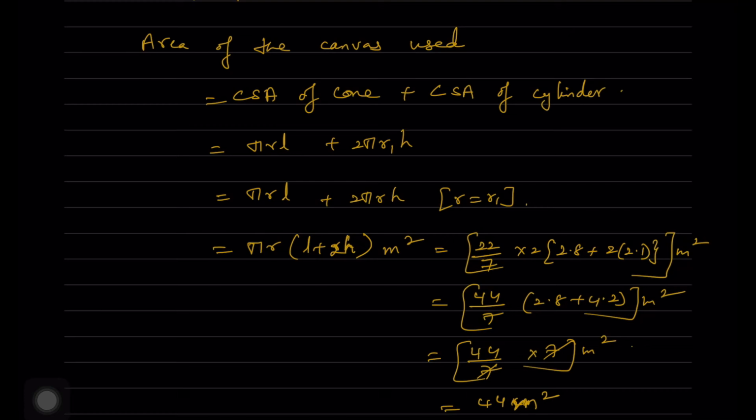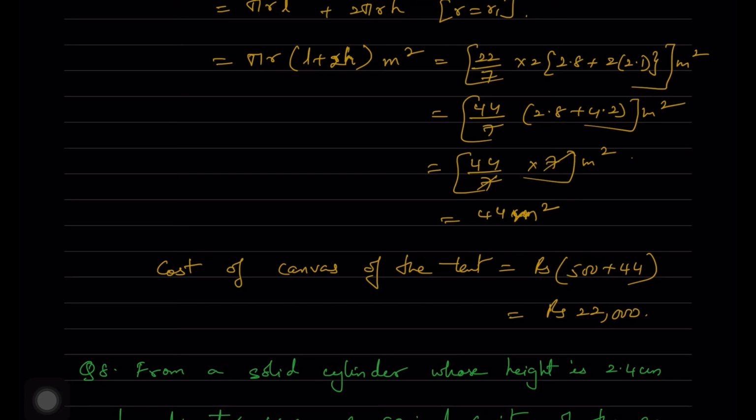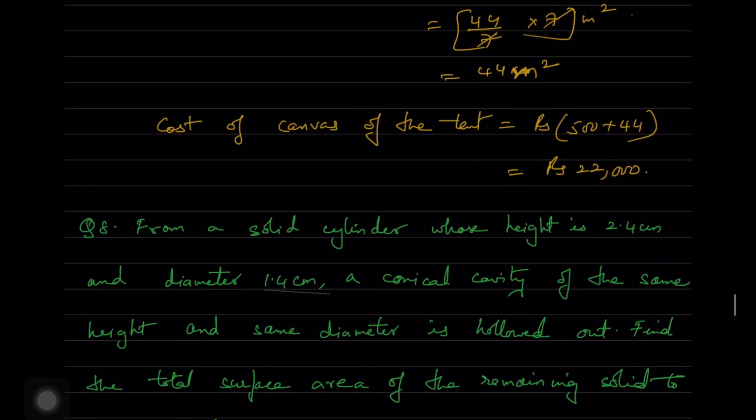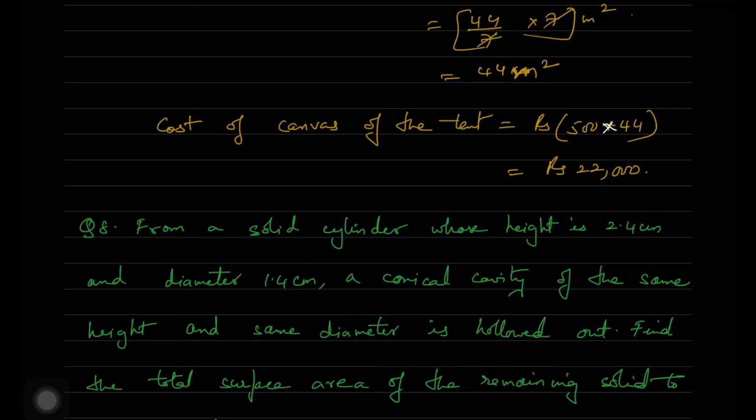We don't need the height of the cone over here, so directly you can do it. So 22 by 7 into 2 into 2.8 plus 2 into 2.1, you are getting 44 by 7 into 2.8 plus 4.2, which is 44 by 7 into 7, the 7 gets cancelled, 44 meters squared. Now the cost of the canvas: you are given that the rate per meter square is 500. So for 44 meter square it will be 44 into 500, so we get 22,000. This is the answer which we are getting.